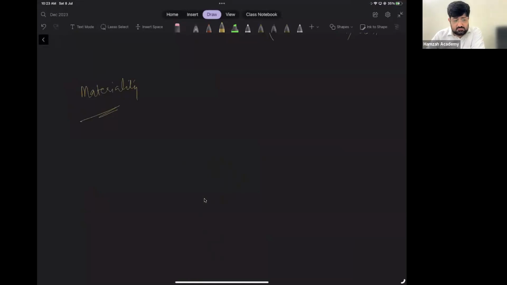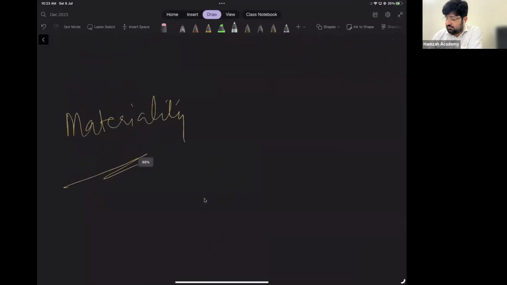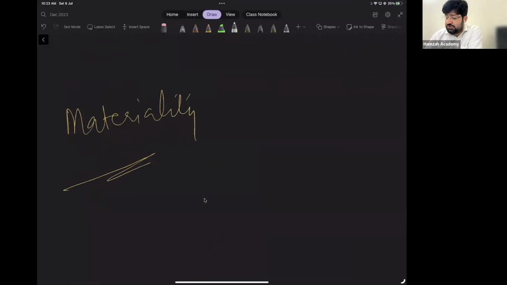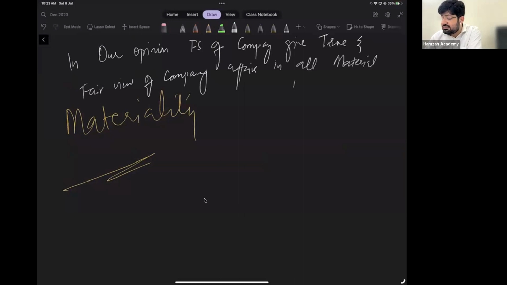For example, in the audit report, it is like this. In our opinion, financial statements of company give a true and fair view of company affairs in all material respects.